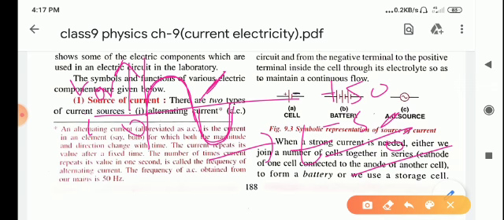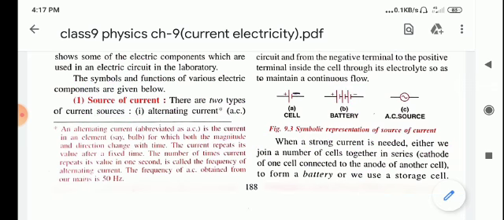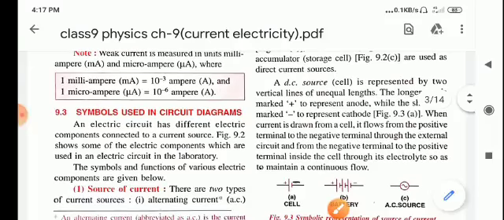AC is generally used in our house. AC is called alternating current.